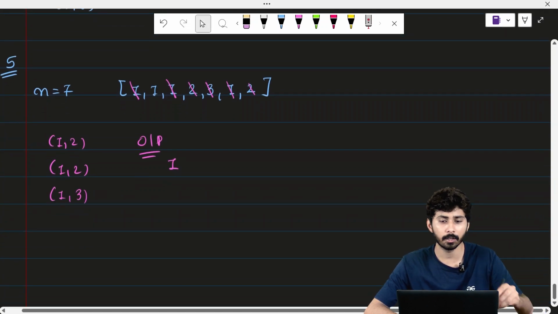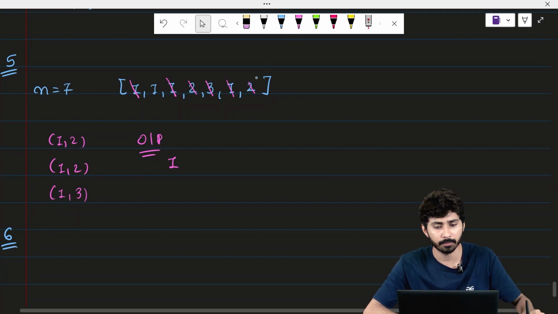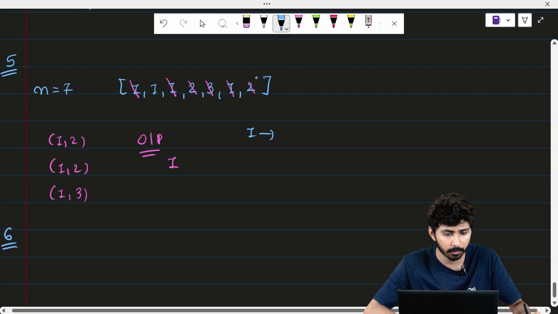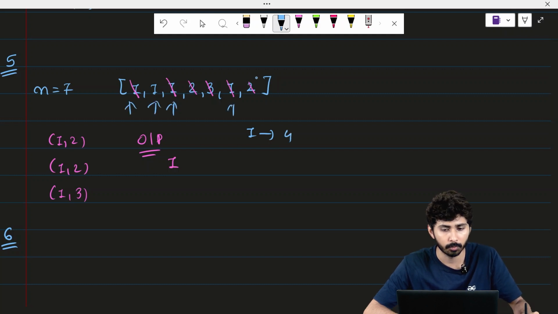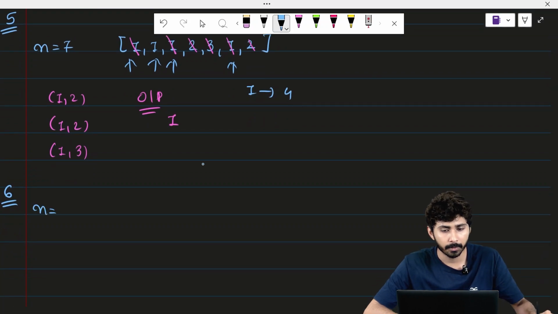Now I'll take this kind of example. What is this kind of example? Here there is some element whose frequency is the greatest, right? Here what was the frequency of 1? 1 was having a frequency of, let's say, 4, right? 1, 2, 3 and 4. 4 elements are there of 1. Now let's take one more example of the same kind, where there will be one dominant element, that means the maximum occurring element.